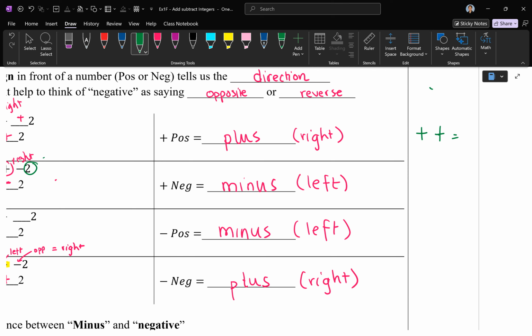Plus, plus gives you plus. Plus negative gives you negative. And then minus plus gives you minus. And then negative, negative gives you plus. This is why students get confused after a while, but there's a difference.